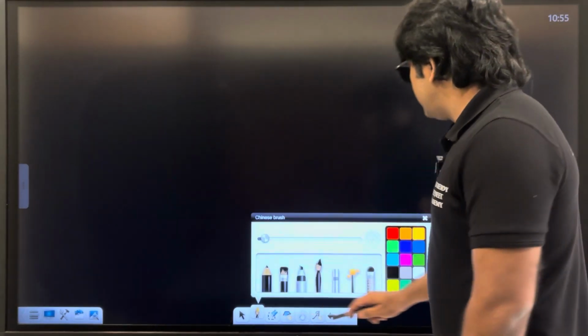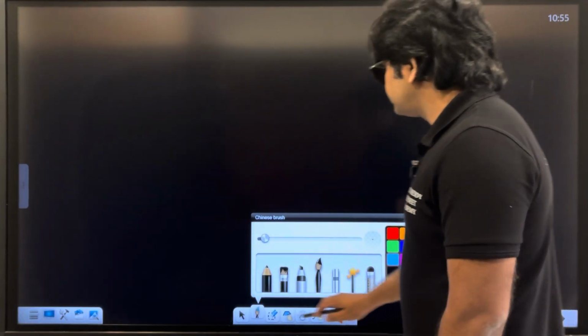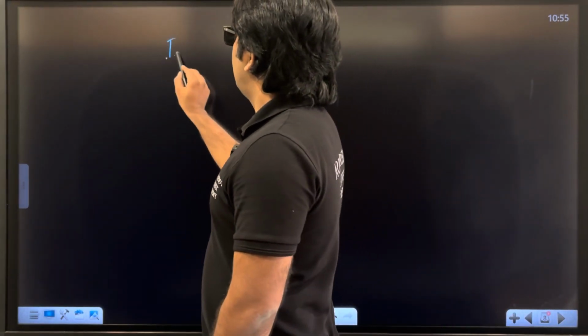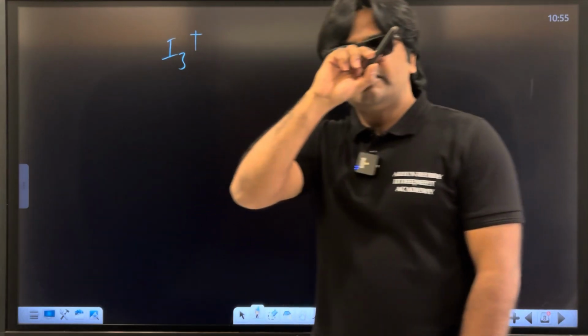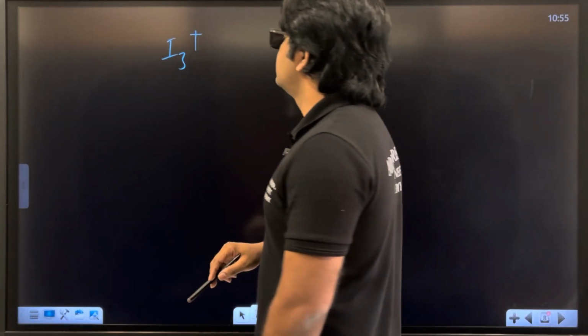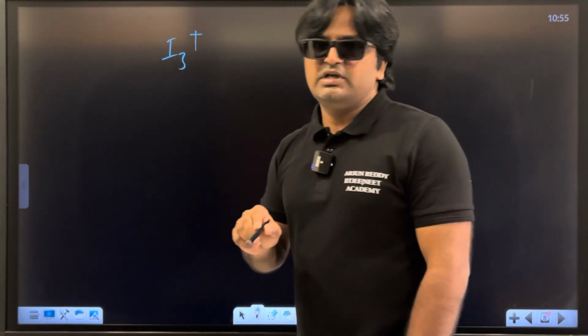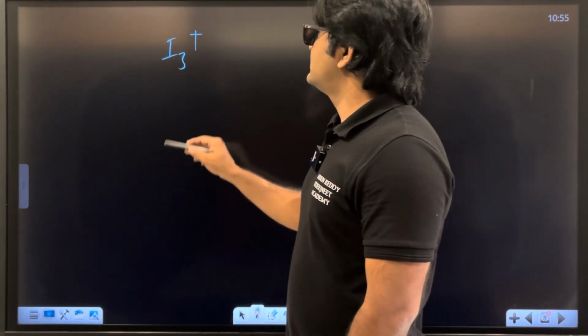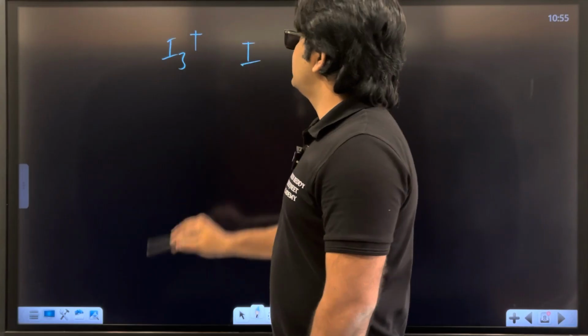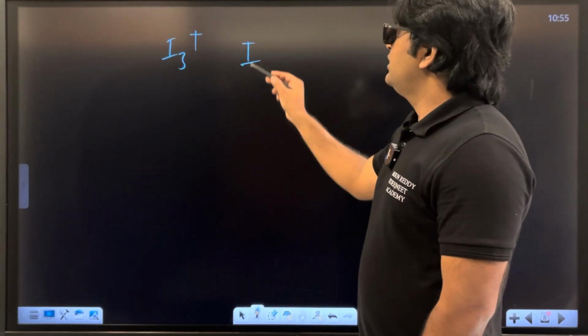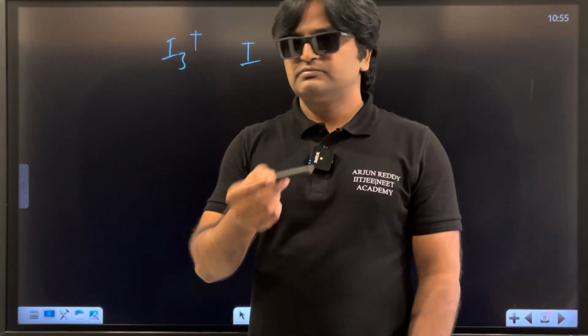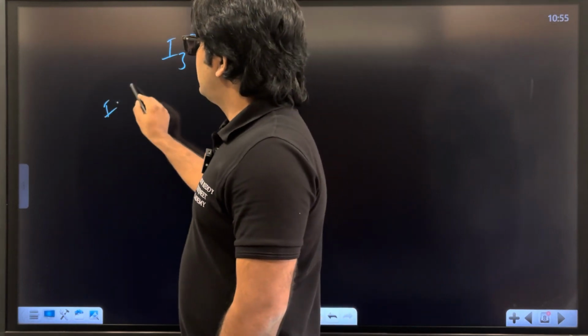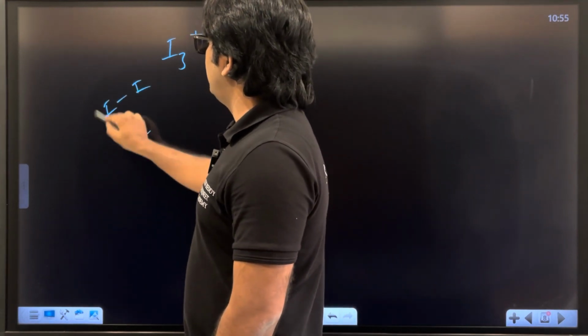Now one more cation I am taking. For example, I3 plus is given, with the same atoms. Here three atoms are given. Out of the three atoms, one iodine is considered as the central atom. And what is the group number of iodine? Just like I am writing like this: iodine, iodine and iodine. Let this be the central atom.